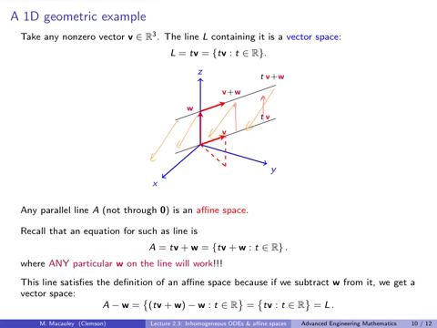Equivalently, instead of writing TV plus W right here, I could have written TV plus some W prime. Still the same line, doesn't change everything as a set, but now if I subtract W, subtracting W from the line, the affine line, A, still gets me the vector space L.